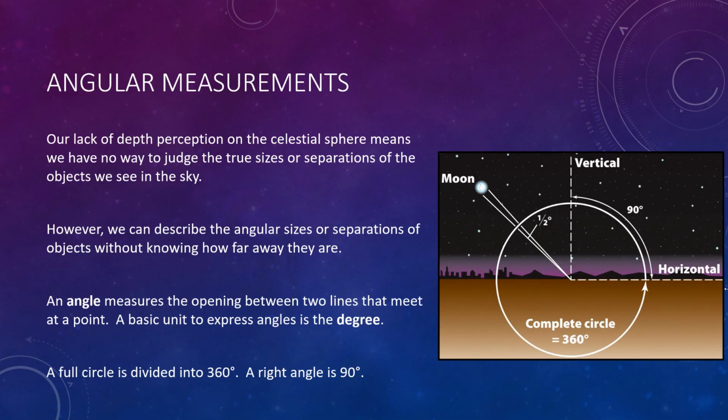Our lack of depth perception on the celestial sphere means that we have no way to judge the true sizes or separations of objects in the sky. However, we can describe the angular sizes or separations of objects without knowing how far away they are. An angle measures the opening between two lines that meet at a point. A basic unit to express these is degrees. As we should hopefully know, a full circle is divided into 360 degrees and a right angle is 90 degrees. As an example, the sun and moon both happen to span an angle of about 1/2 of a degree as viewed from Earth.